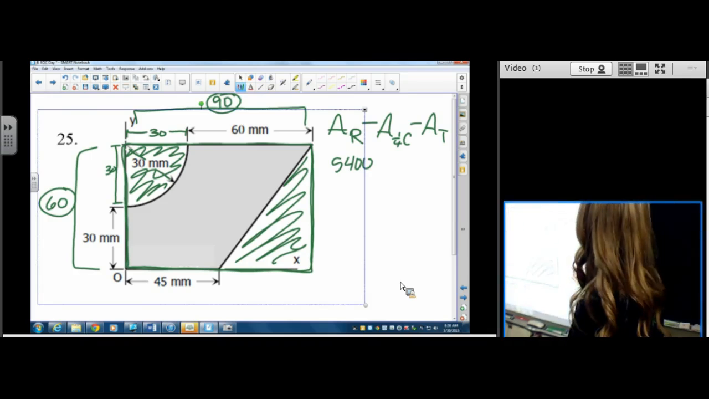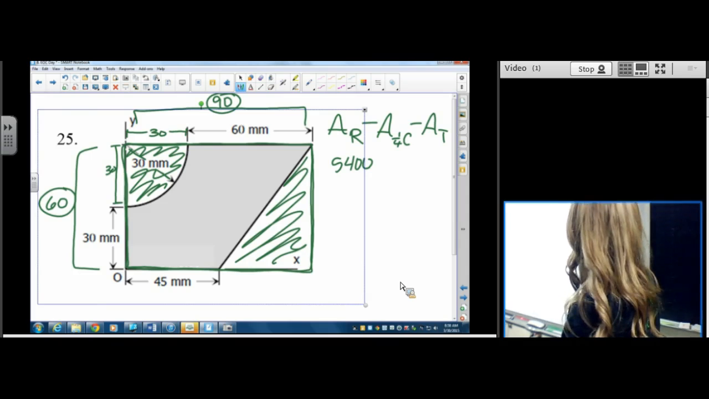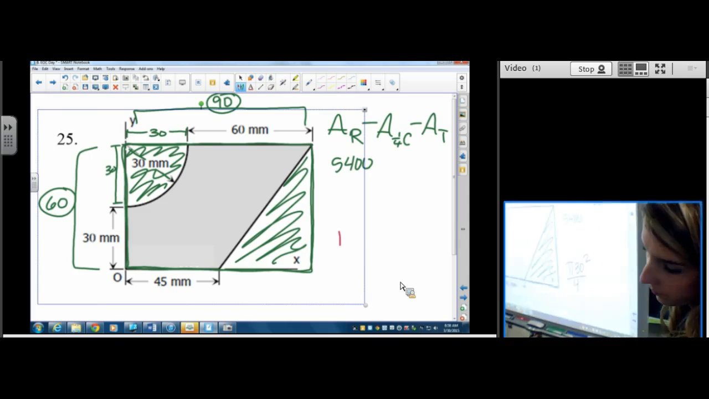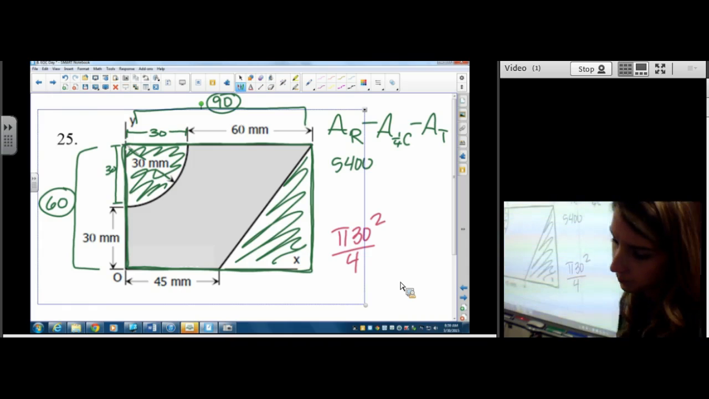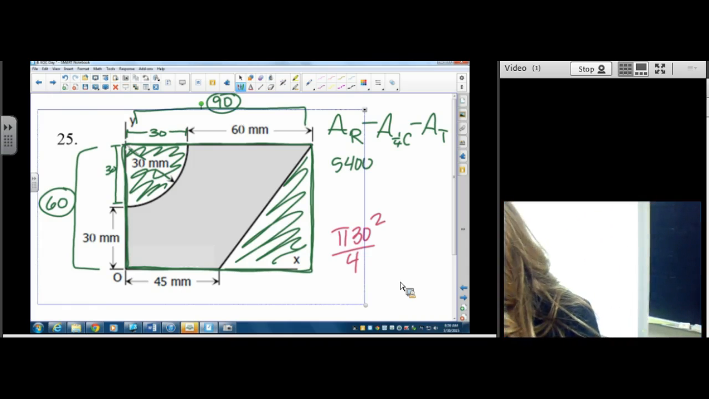Okay, the area of 1/4 of a circle. The area of a circle is pi r squared, but we're going to divide it by 4. Forget what we get for that one.